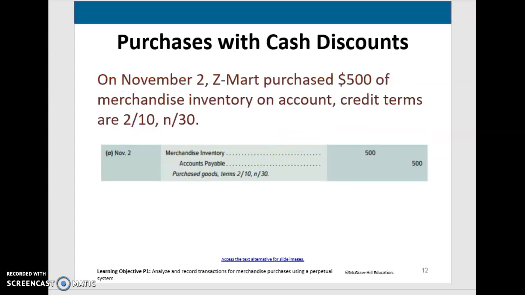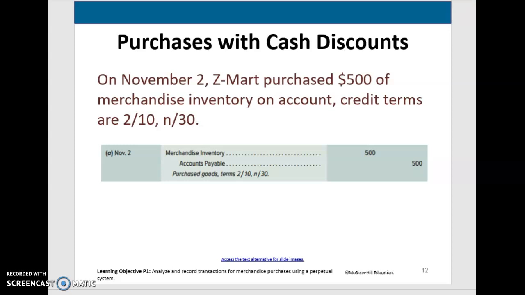We can also have a discount. So what this means is the vendor, the person who we buy from, may wish to receive their cash a little bit faster, so they might give us an incentive to pay our bill a little earlier. In this case, Zmart purchases $500 of merchandise inventory on account. Our credit terms are 2/10 net 30. We'll talk about that in a minute.